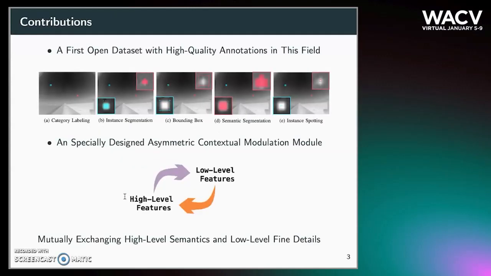To solve the above issues, in this paper we first contribute an open single-frame dataset with multiple kinds of annotations. Second, we propose a specially designed asymmetric contextual modulation module, which mutually exchanges high-level semantics and low-level fine details.